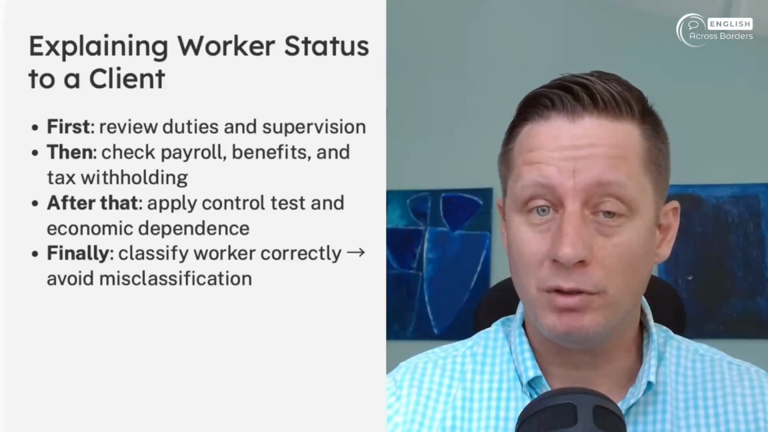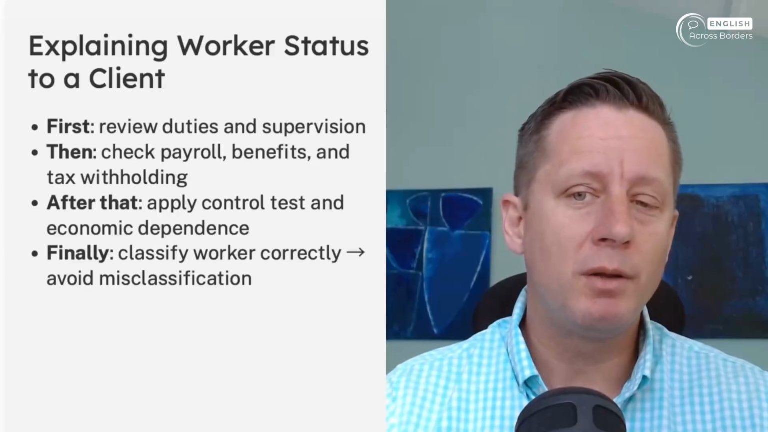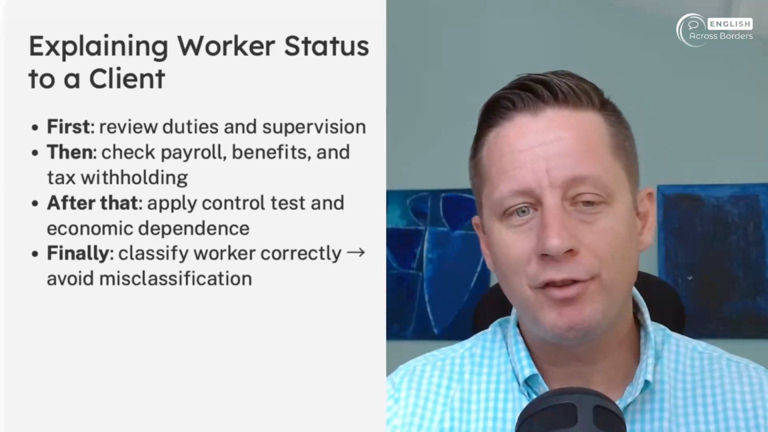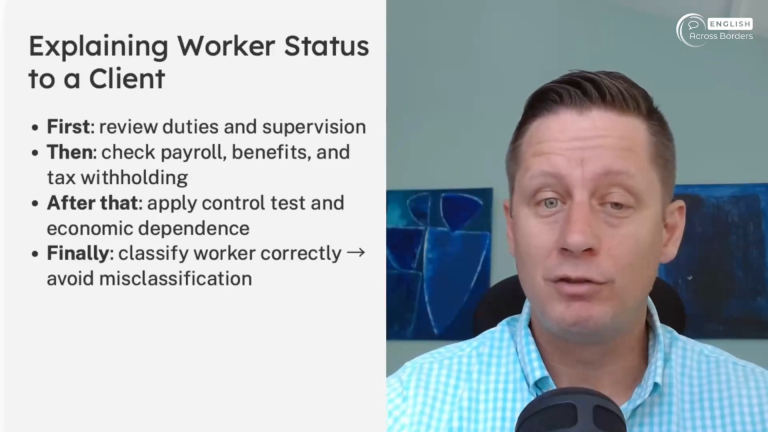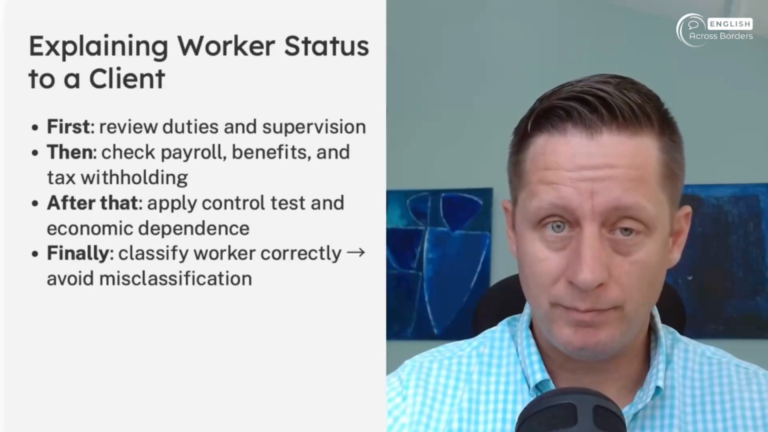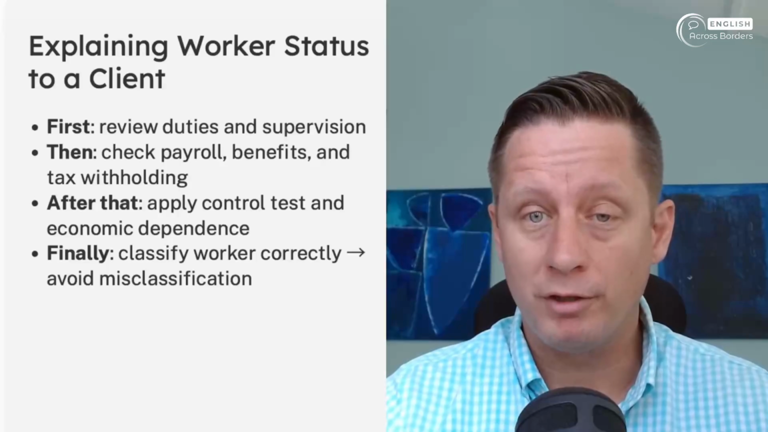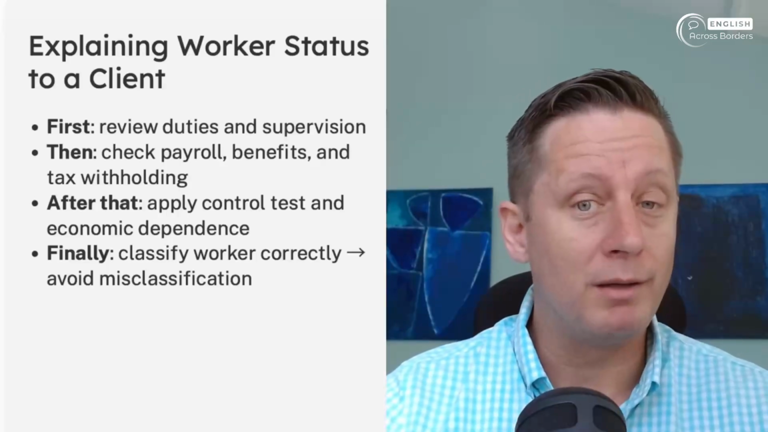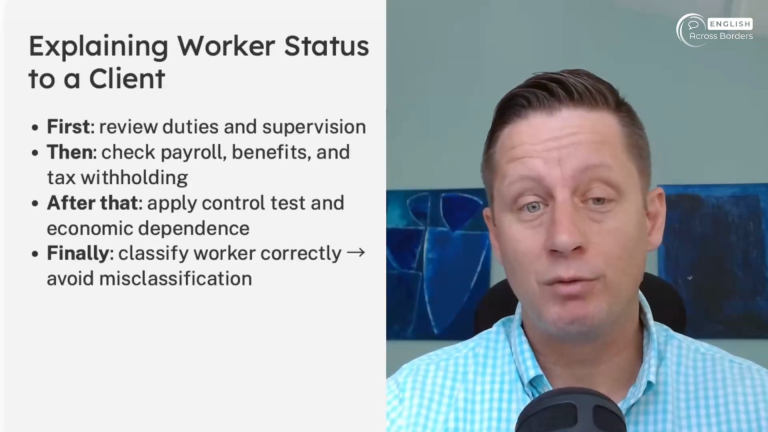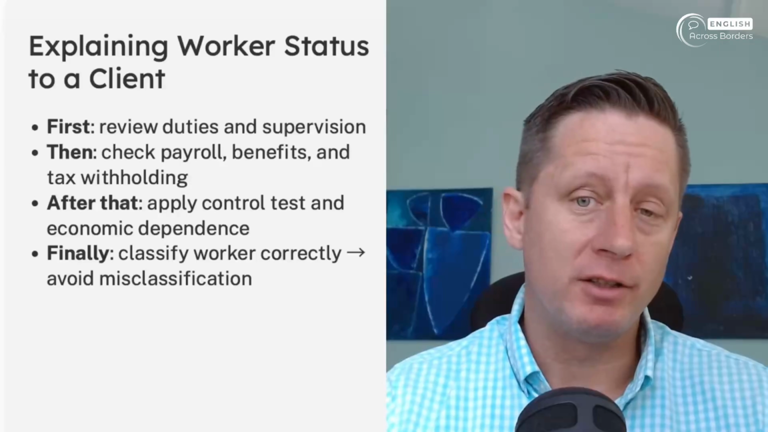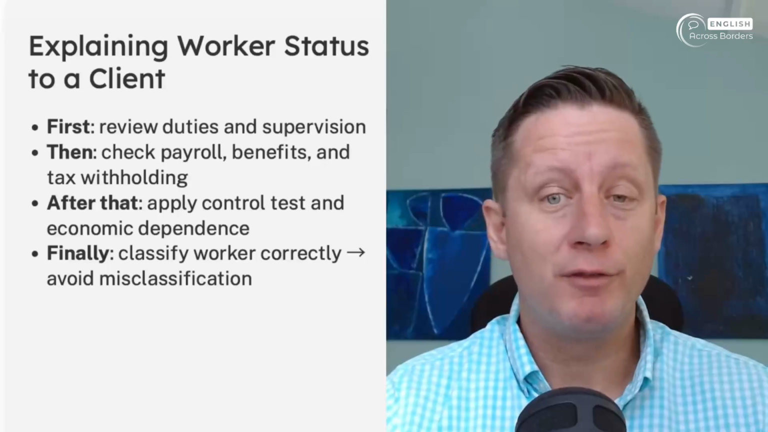Then let's check payroll and benefits. If she receives health insurance or paid leave, she must be on payroll as an employee. After that, we apply the control test. If you decide her schedule, tasks, and tools, she is under your control. We also ask if she has economic dependence. Does she work only for you? If yes, she's more like an employee than a contractor. So finally, we must classify her correctly. If you misclassify her as a contractor, the company may face fines, back pay, and liability for missed benefits.